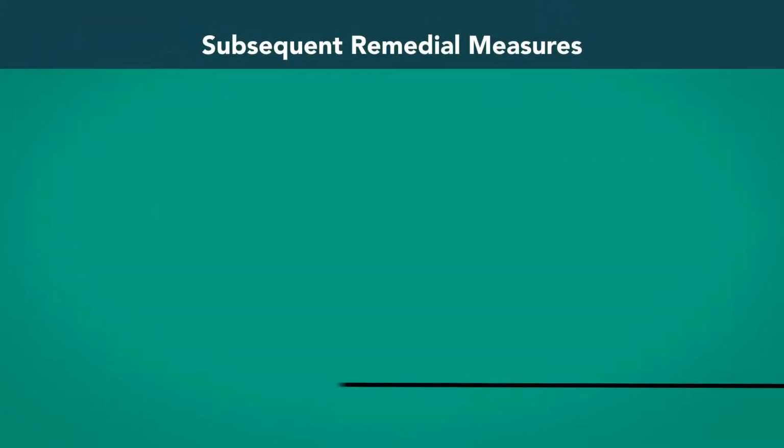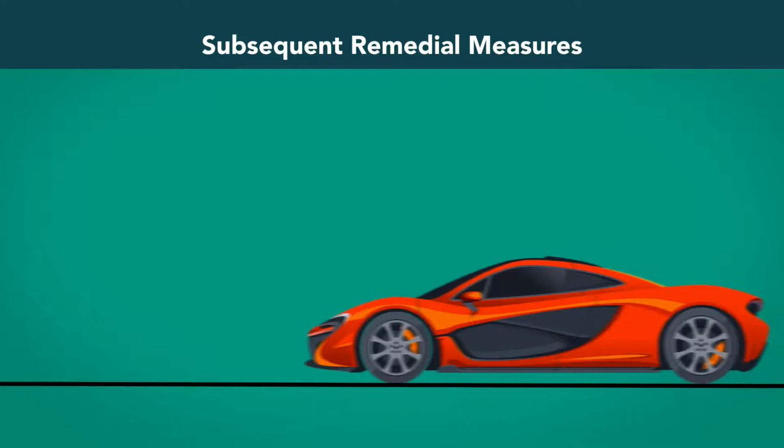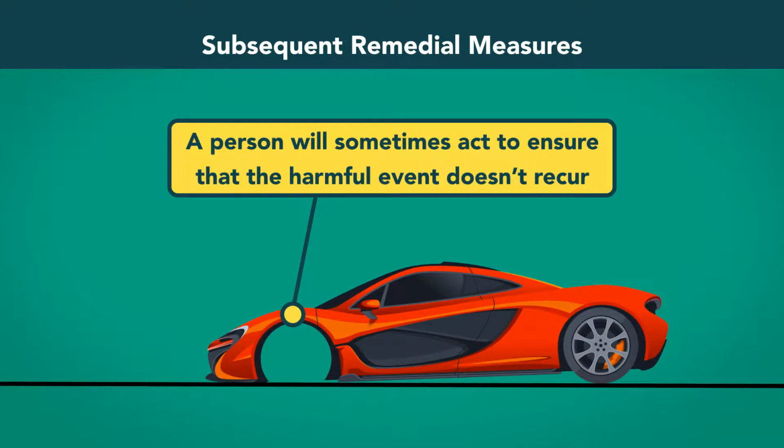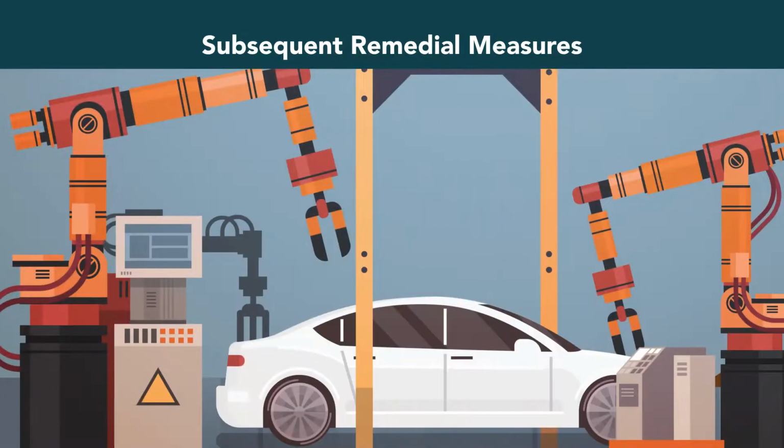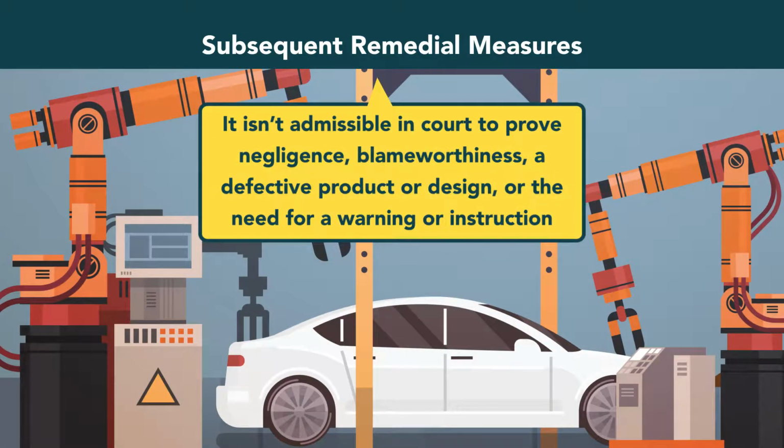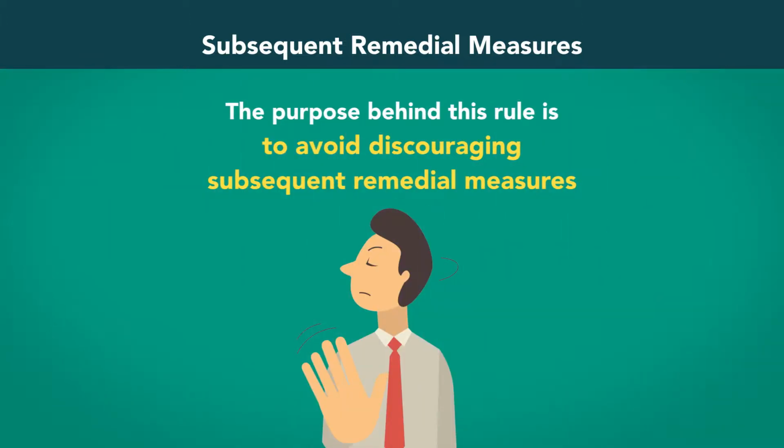Subsequent remedial measures. After a harmful event occurs, a person will sometimes act to ensure that the harmful event doesn't recur. This is called a subsequent remedial measure, and it isn't admissible in court to prove negligence, blameworthiness, a defective product or design, or the need for a warning or instruction. The purpose behind this rule is to avoid discouraging subsequent remedial measures.